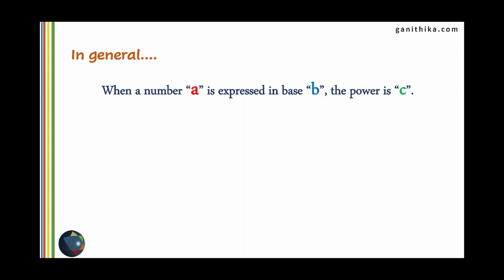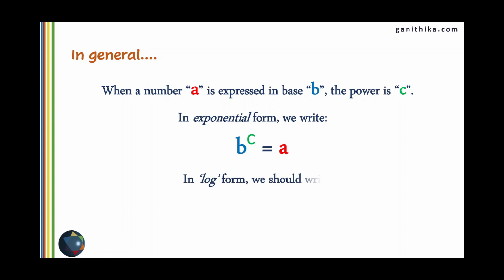In general, if I have a number a expressed in base b and the power is c, then in exponential form we write the base b to the power of c equal to a. A can be expressed as b to the power of c. This is exponential form. Now converting this to logarithmic form, we write log of the number a to the base b. When a is expressed in base b, the power is c. Therefore log of a to the base b equal to c.